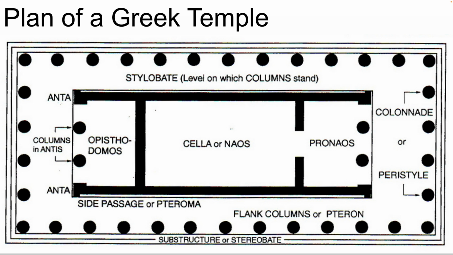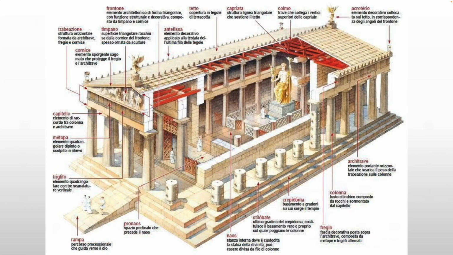I'm not going to worry about the pronaos, but the pronaos is the entrance. The whole thing sits on the stylobate, which is the level of marble that the columns in the cella sit on. Surrounding the cella, we have a colonnade, which is the space between our columns and the cella. And then the whole thing is built on what's called a stereobate, which is basically a foundation that would run around it. I'm not going to ask you to memorize all of these terms. I need you to be familiar with them, but you don't need to memorize them.